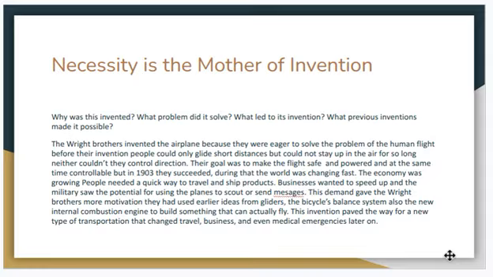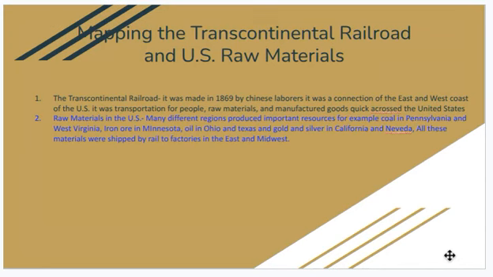They had used earlier ideas from gliders and the bicycle balance, because they had a bicycle store too. Before the airplane was made and everything, they had a bike store. So the bicycle balance system, also the new internal combustion engine, to build something that could fly. This invention paved the way for new types of transportation that changed travel, businesses, and even medical emergencies later on. So let's go to the next one.